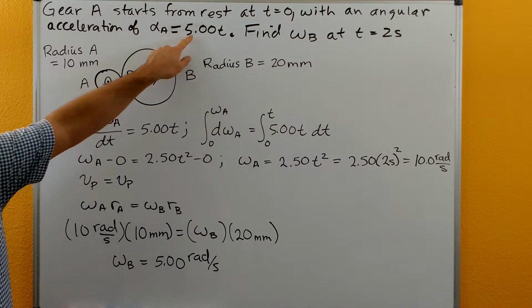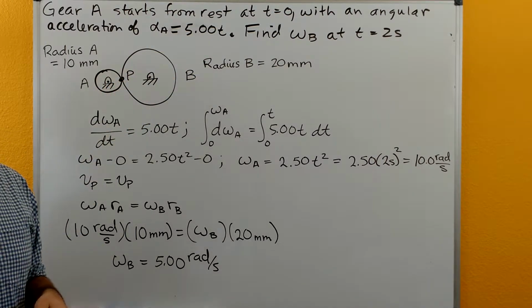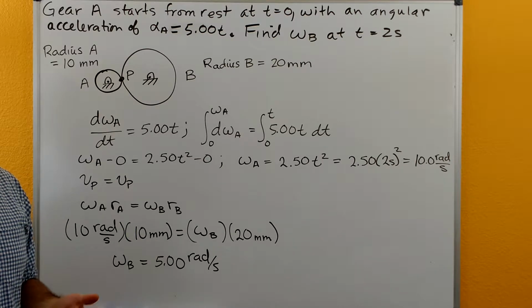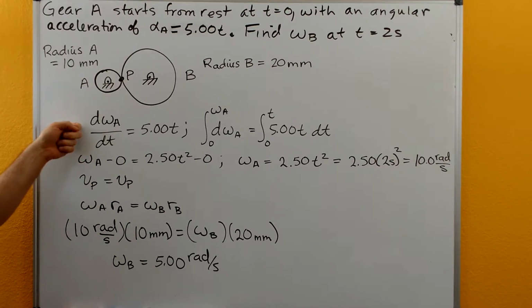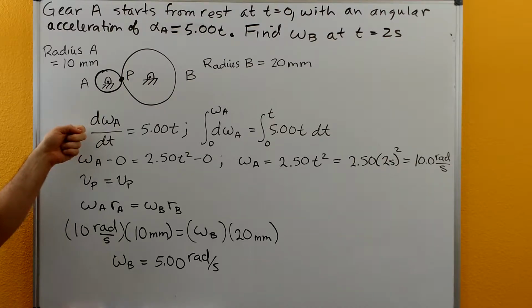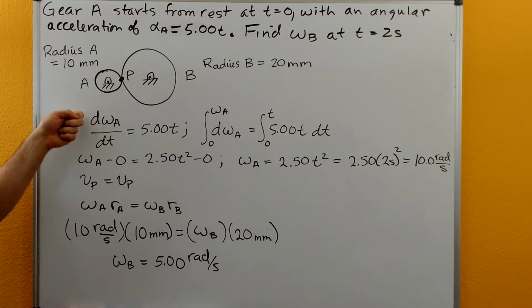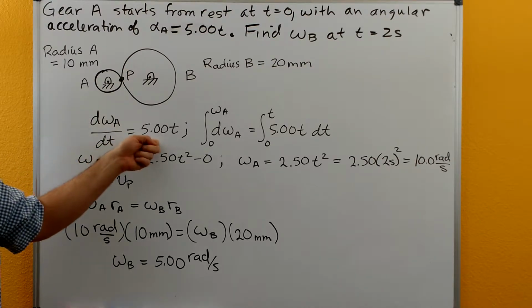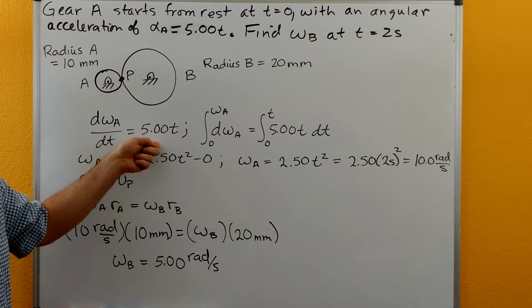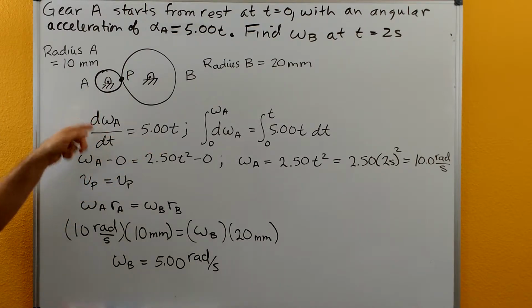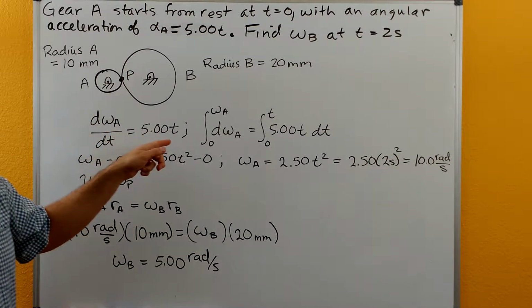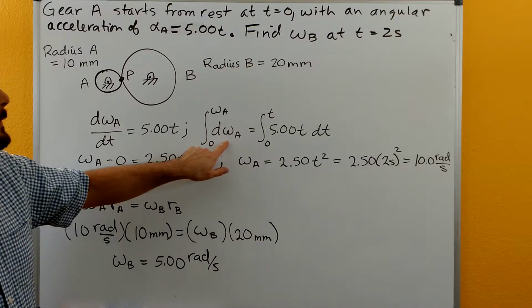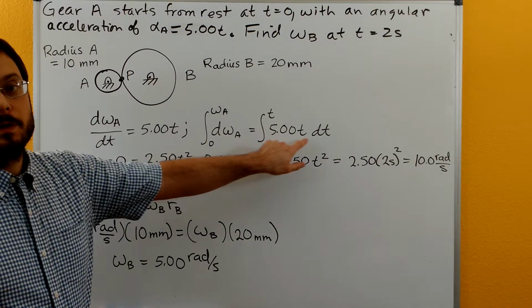Looking at the acceleration, it's a function of time, so it's not constant. So if we want to find the angular velocity, we'll need to set up a differential equation and solve it. We have that the derivative of the angular velocity of A with respect to time is equal to that angular acceleration of 5t. We'll need to separate variables, so we'll multiply through by dt. This gives us d omega A is equal to 5t dt.